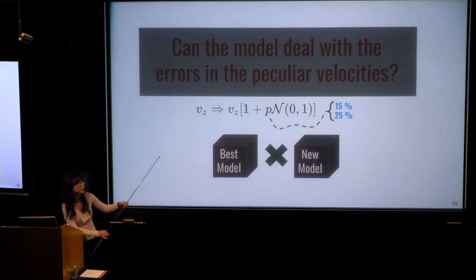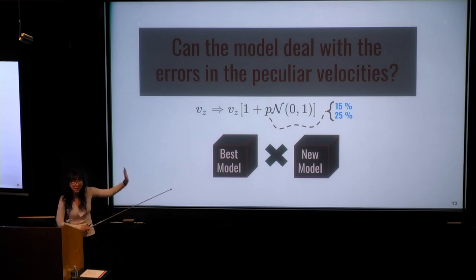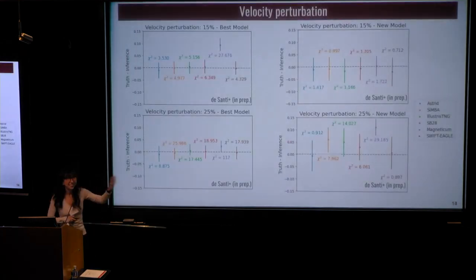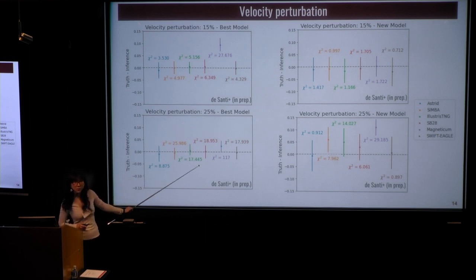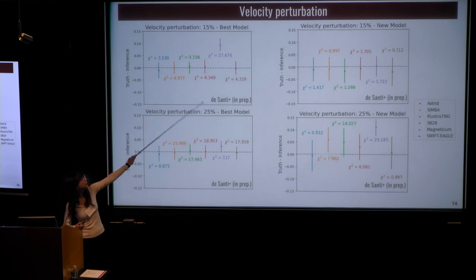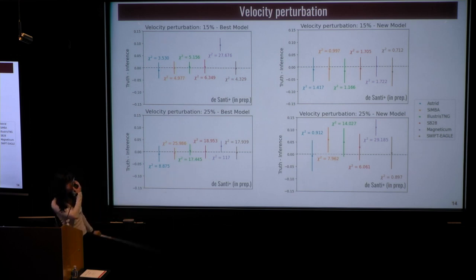All the plots on the left correspond to the best model applied to these catalogs. And all the results on the right correspond to a new model trained already using this difference in the velocities. That's what I mean by left and right plots. Here, each point corresponds to the average of the predictions for thousands of boxes for the different hydrodynamical simulations. You can see perturbations corresponding to 15% of the velocity on the top plots, and 25% on the bottom plots.